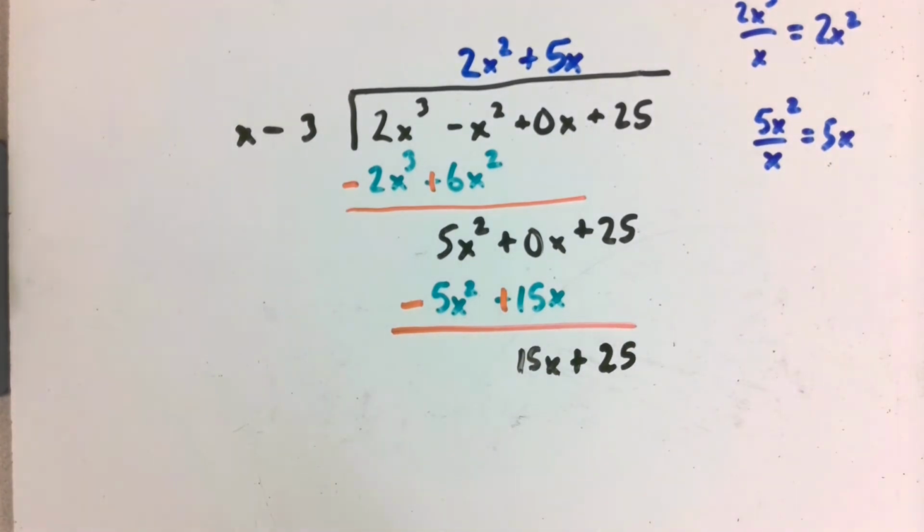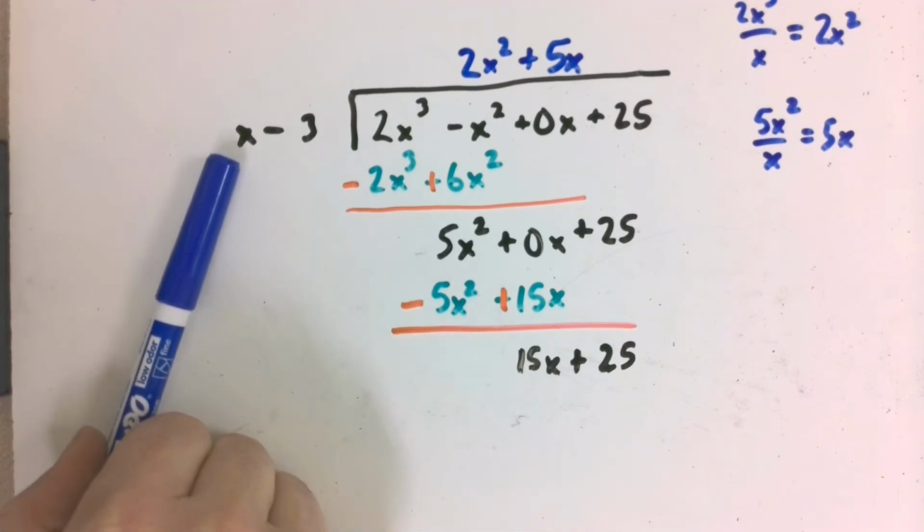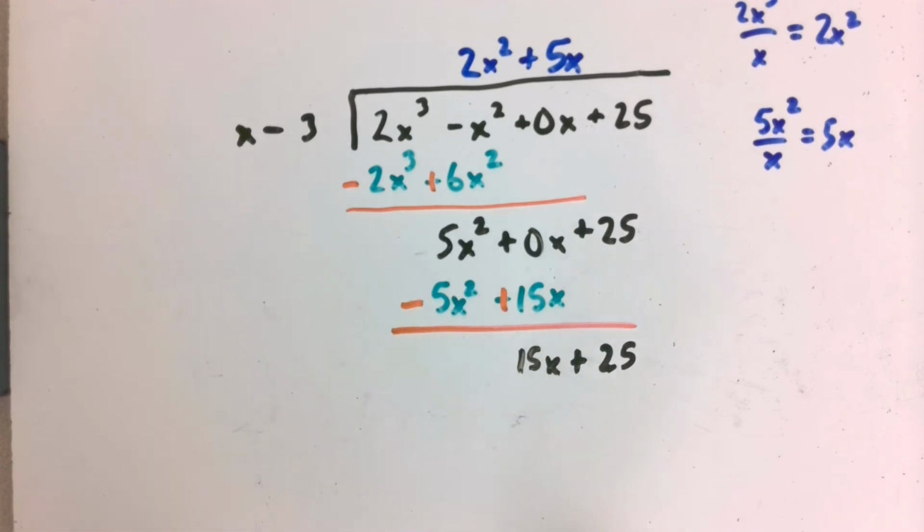There's nothing underneath that. I keep going until my power of x here is smaller than my power of x here. Lead term and lead term. My lead term here is x to the first power, so is this one in front. So it's not smaller yet. I need to go through this process again.